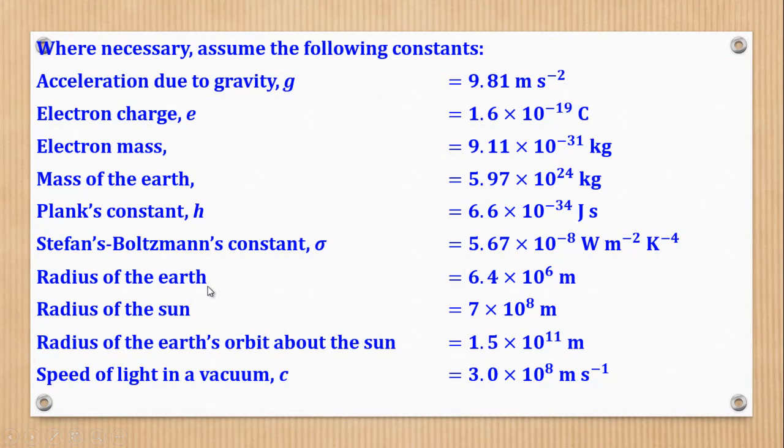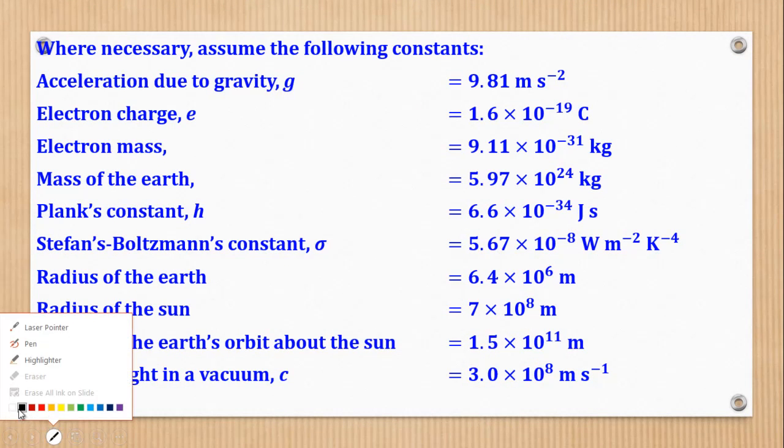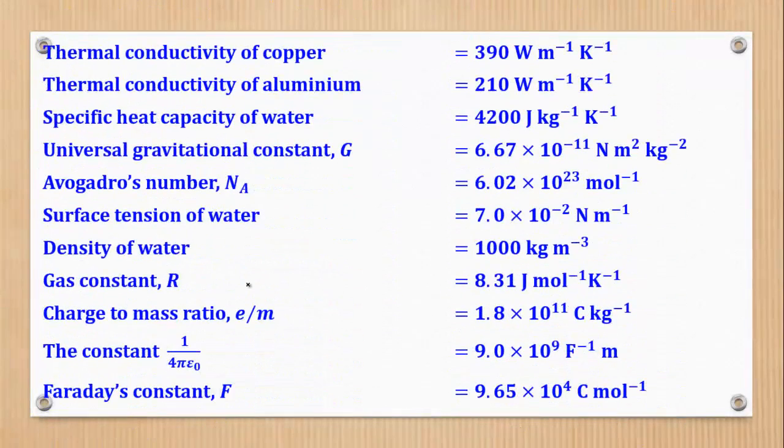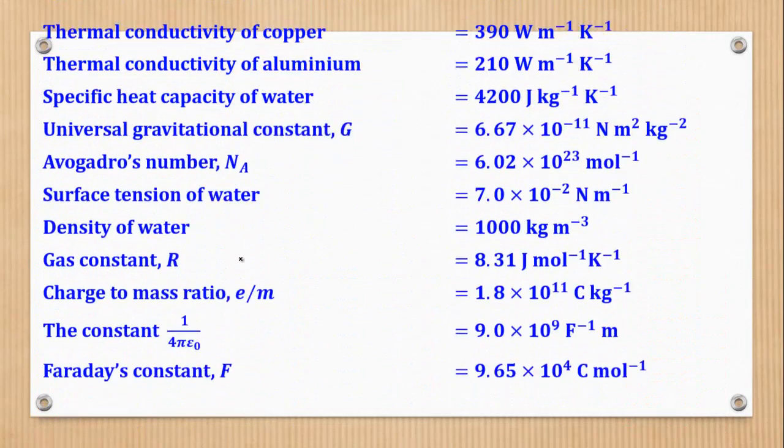So in physics, they usually give you constants which can be used where necessary. Every paper of physics has those constants. That's the continuation of the constants which can be used in the calculations.